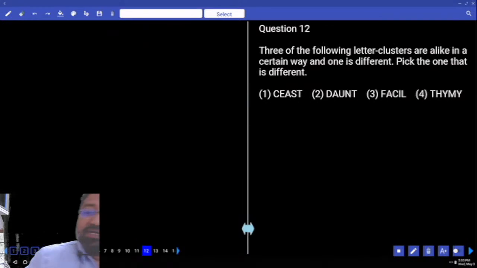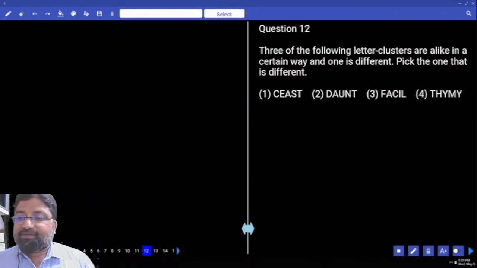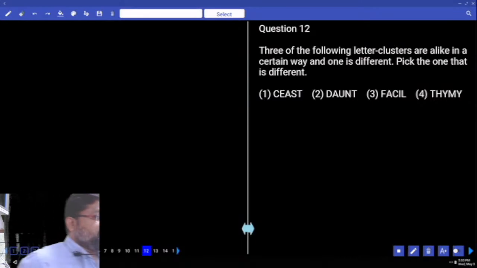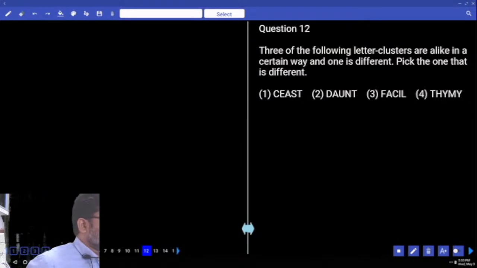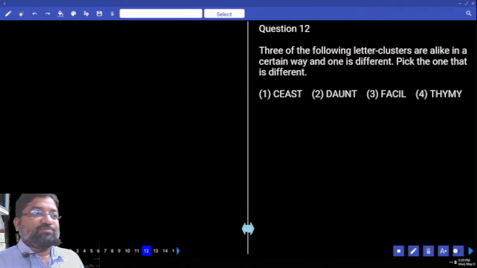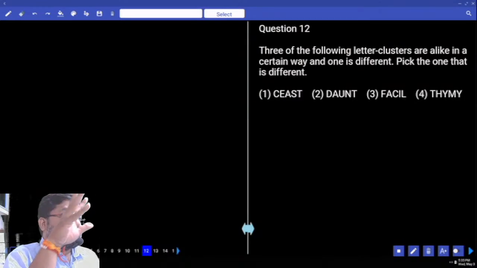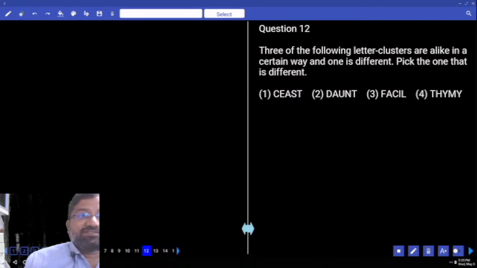Now, 3 of the following letter clusters are alike in a certain way and one is different. Pick the one that is different. If you observe carefully, every word is a 5-letter word. Right? Are they meaningful English words? No. They are not meaningful English words. In the previous question, 5 words, every word is a meaningful English word. Are they meaningful English words? No. But how do we decide the answer, sir?